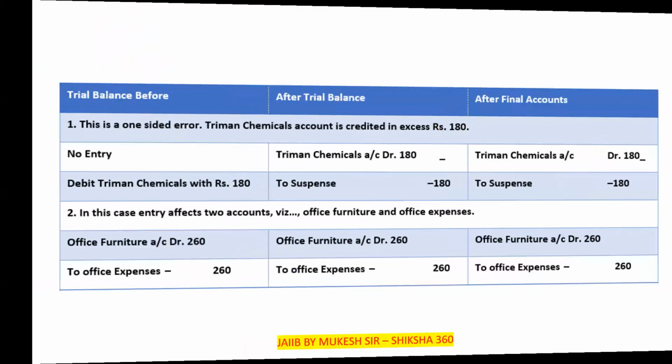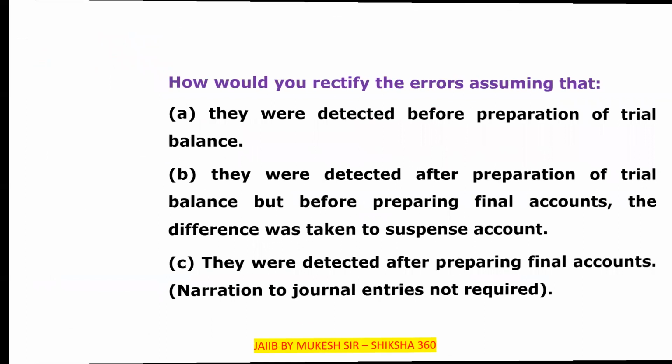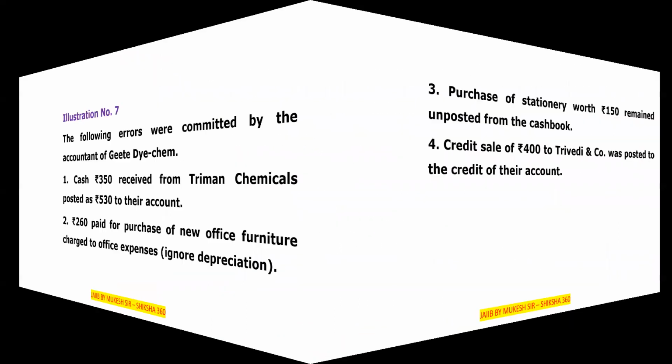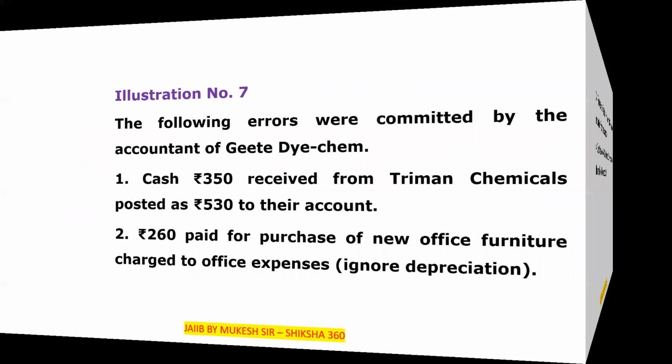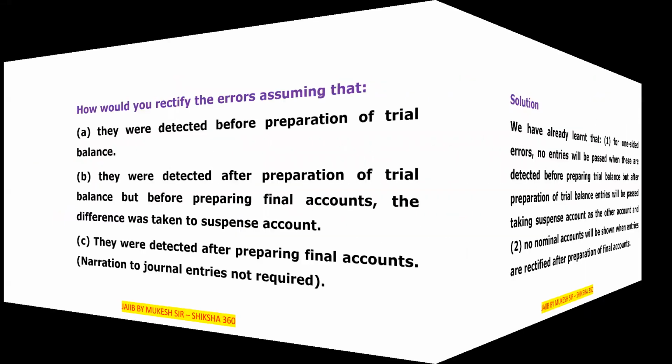Same entries will be for the other one. The second one here is rupees 260 paid for the purchase of new office furniture, charged to the office expenses, clear? When we purchase furniture, we have to debit the furniture account, but here they have charged it to office expenses. So how do we show that entry here?